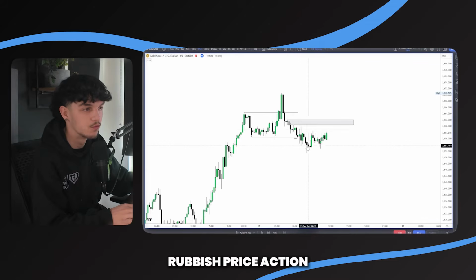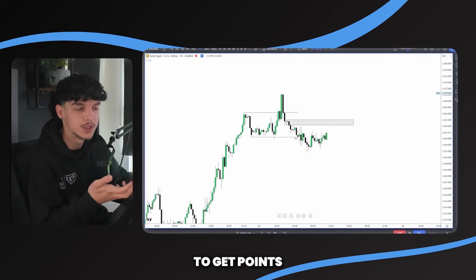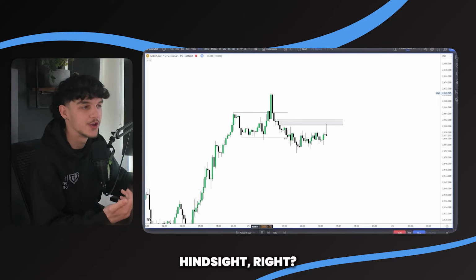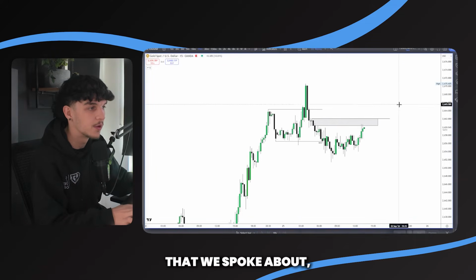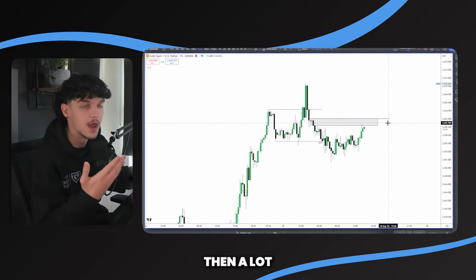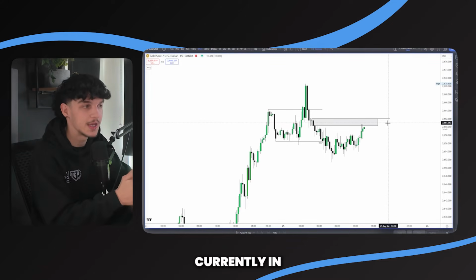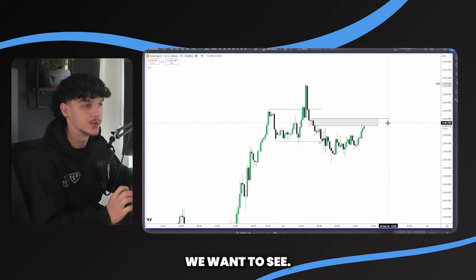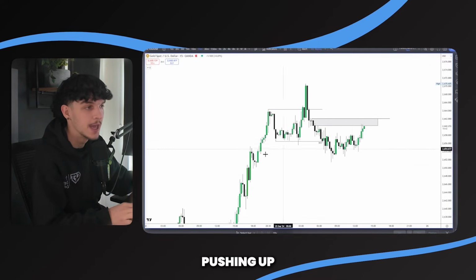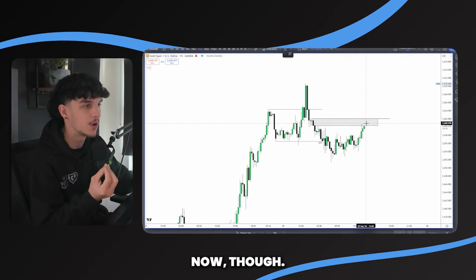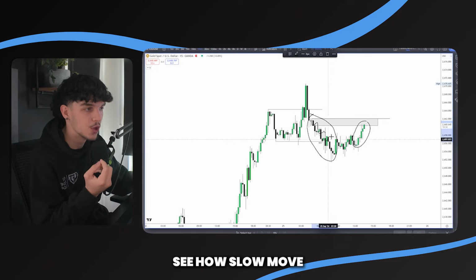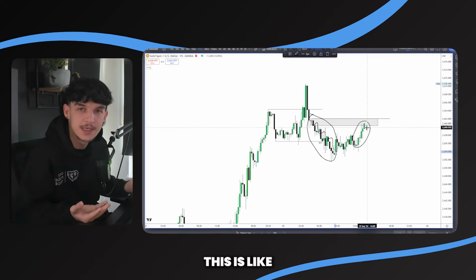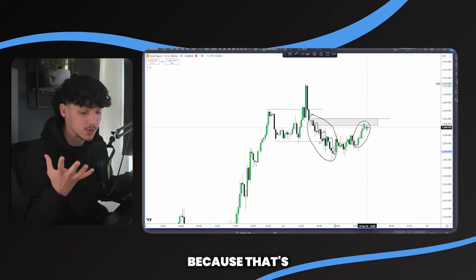And again, when we have rubbish price action like this, you're not going to get points of interest, and you're just going to be hindsight trading. So now a lot of people are getting sells in this position. If, for example, we break above this high that we spoke about, then a lot of those shorts that the market's currently in are going to get swung, and that is what we want to see. And as you can see, gold is already pushing up. This is in real time right now, guys, so can we just see this price action versus this price action? See how slow moving this is, and see how poppy this is, see how really good this is, because that's what we want to be seeing.